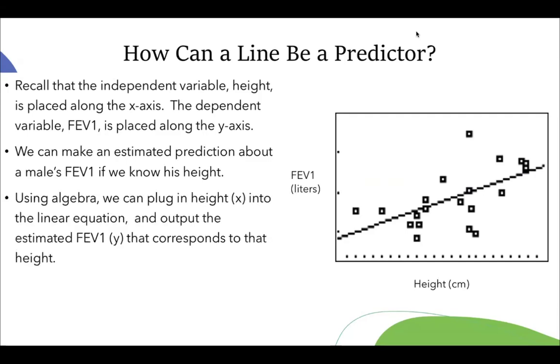So using algebra, we plug an x value into the linear equation, and we will output the estimated y value, the FEV1, that corresponds to that height. So imagine that we plug in the x at this location. Imagine right here, we plug this x into the equation, and we will get out the y at that location. Okay, and that would be the FEV1, that would be the prediction.